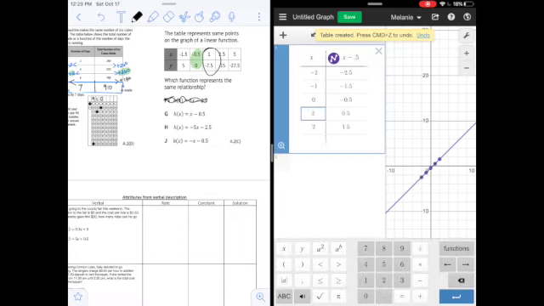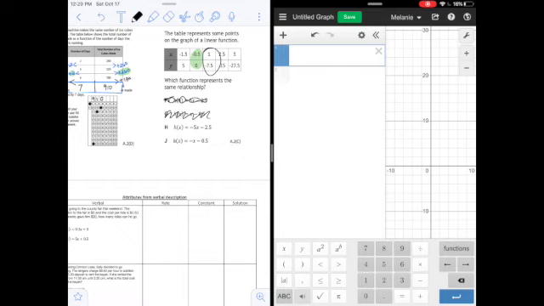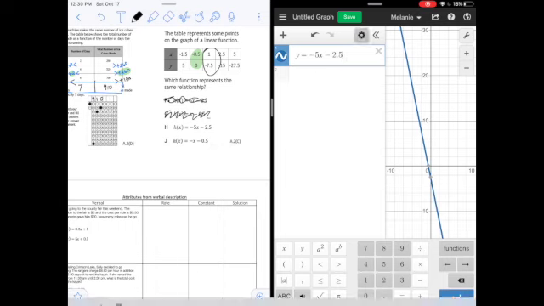Okay, coming down over here to our 1. Our x is 1. Nope, it's not negative 7.5, so we know g is not going to work. Next one. We have negative 5. Oh, I have to do the y equals. I'm so sorry, I keep forgetting that. Y equals negative 5x minus 2.5.